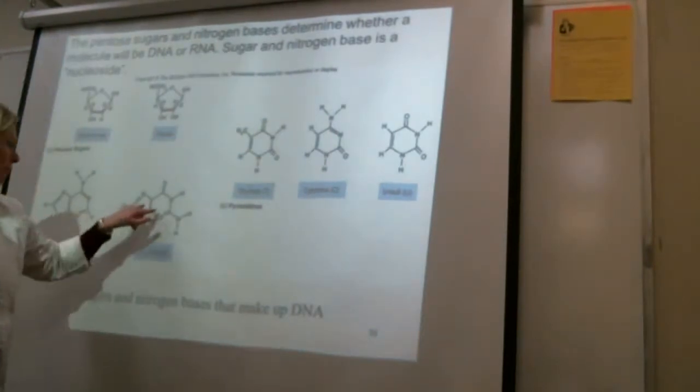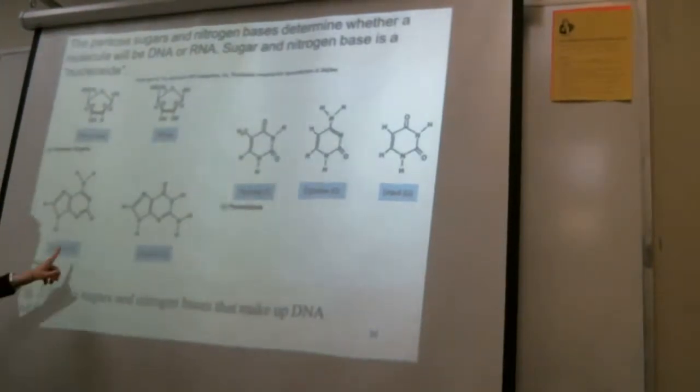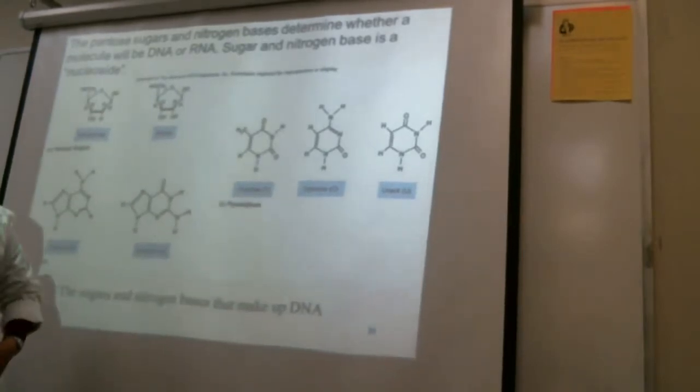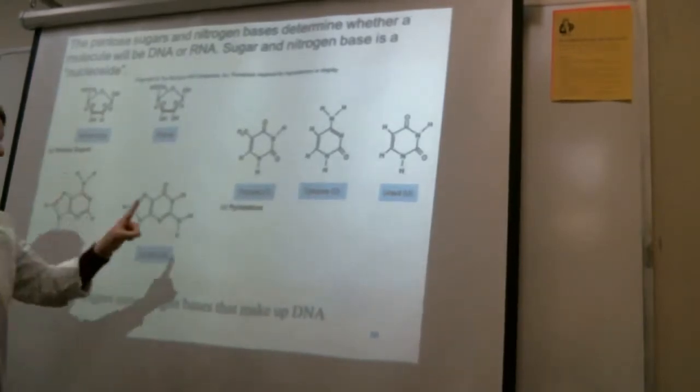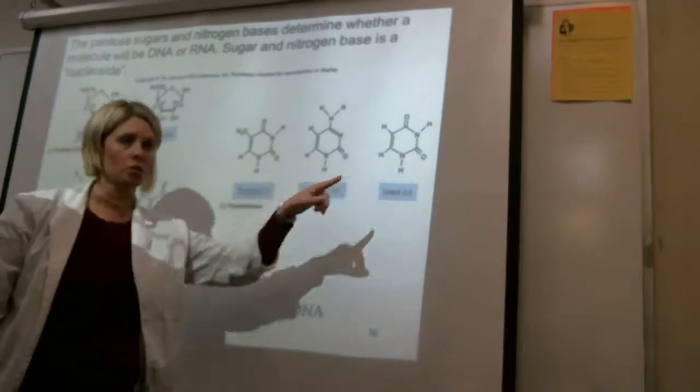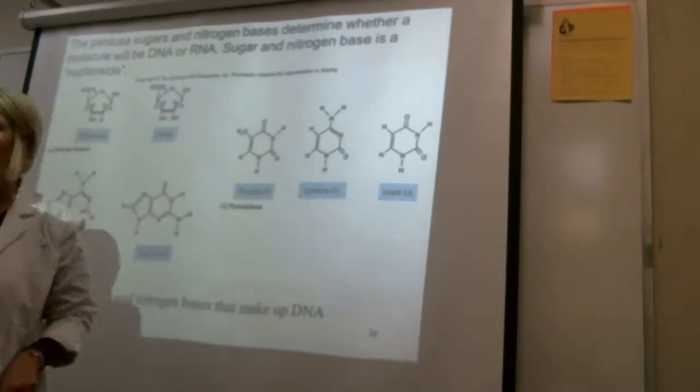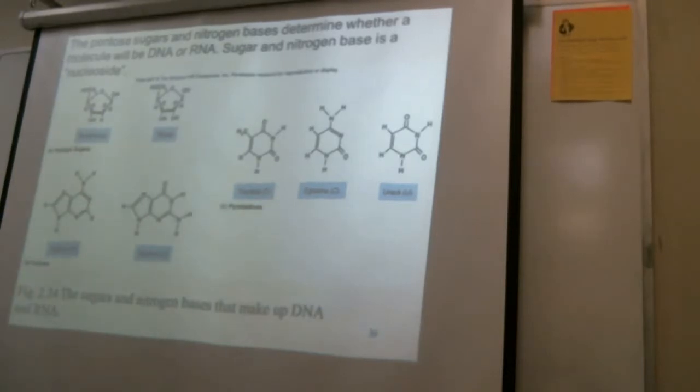The purines have double ring structures, and the A and the G are classified as purines. The pyrimidines have single ring structures, and the T, the C, and the U are all pyrimidines. So there's more pyrimidines than there are purines. Purine, double ring structure. Pyrimidine, single ring structure. You guys will need to memorize which one's a purine and which one's a pyrimidine.